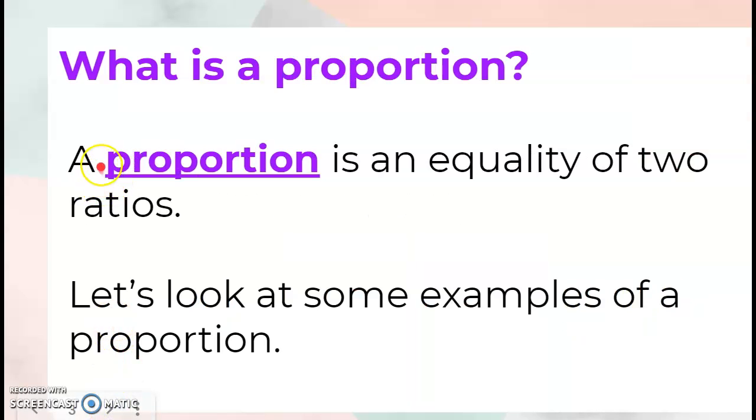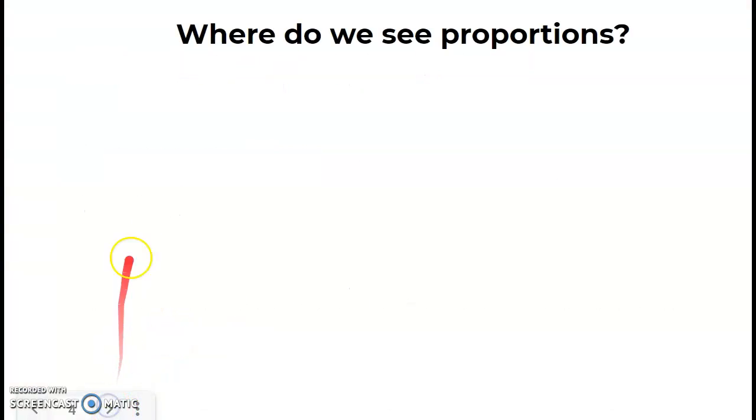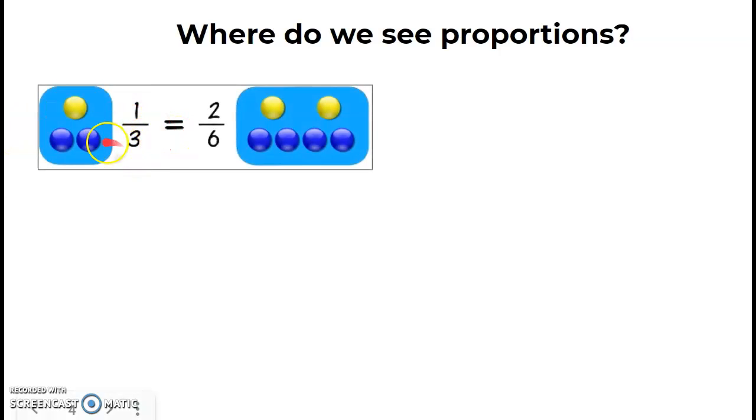Next part, important vocab. What is a proportion? A proportion is an equality of two ratios. Let's look at some examples of a proportion. Where do we see proportions, or what do we remember about proportions in our previous lessons earlier in the school year? We can see it written, compared. If you see this picture, you have one yellow marble to a total of 3 marbles. You also see on the right 2 yellow marbles to a total of 6 marbles.